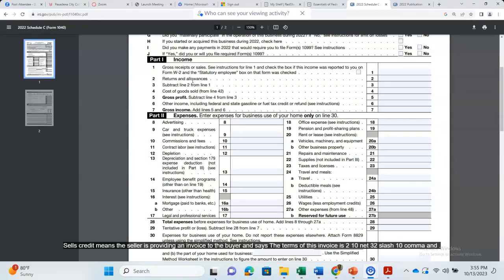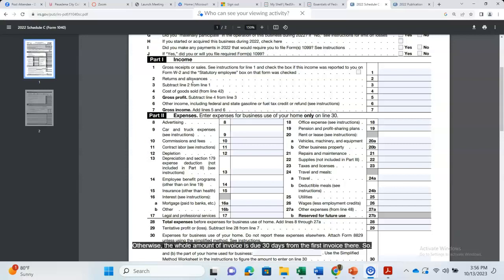Sales credit means the seller is providing an invoice to the buyer and says the terms of this invoice are 2/10, net 30. You can change those numbers, but I'm just using one of those as a sample. So 2/10 means a 2% discount if the customer pays in 10 days. Otherwise, the whole amount of the invoice is due 30 days from the invoice date.